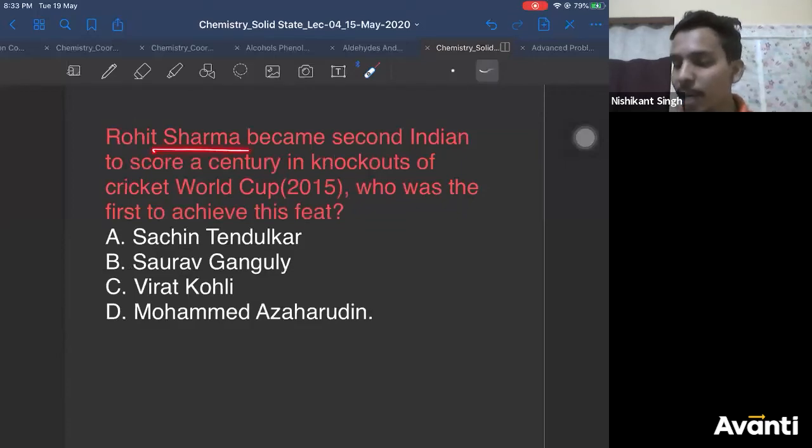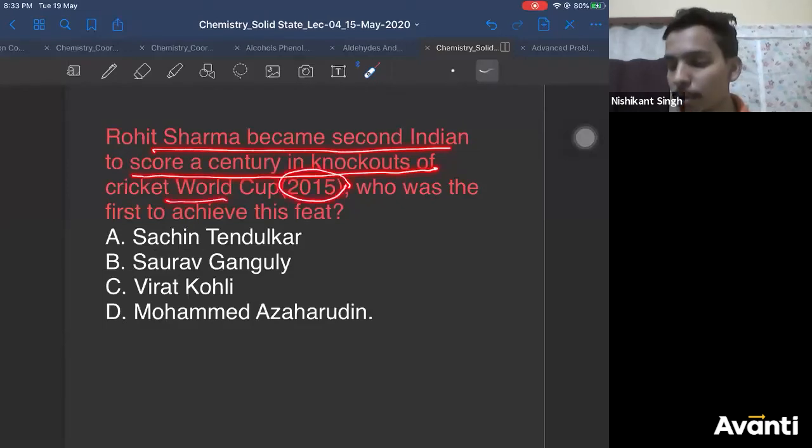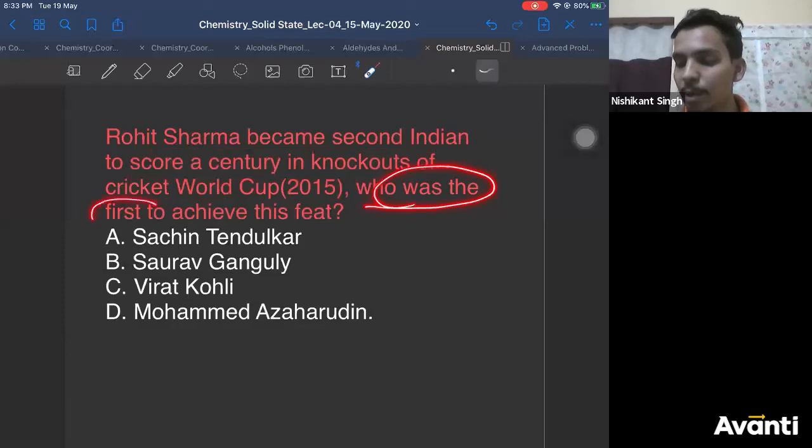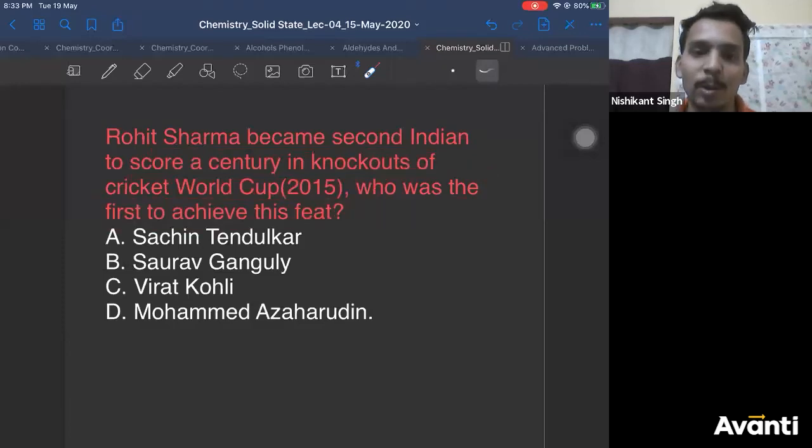Rohit Sharma became the second Indian cricketer to score a century in the knockouts of the World Cup. He did it in 2015 against Bangladesh in a quarterfinal. So who was the first Indian cricketer to achieve this feat? Sachin Tendulkar, Sourav Ganguly, Virat Kohli, Mohammad Azharuddin. I have chosen the options very carefully.